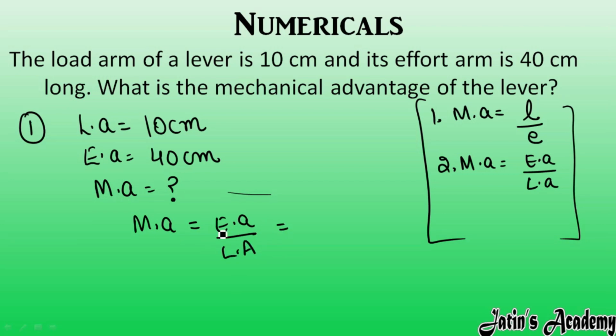Fine. So what is the value of effort arm? That is 40 over, what is the value of load arm? 10. So 0 cut with 0, we have mechanical advantage equal to 4. And what is the unit of mechanical advantage? Tell me the unit. Mechanical advantage has no unit. Why? Because effort arm and load arm both are in centimeter. Here also centimeter, here also centimeter. Centimeter will cut with each other. So mechanical advantage has no unit. Simply, mechanical advantage is equal to 4.